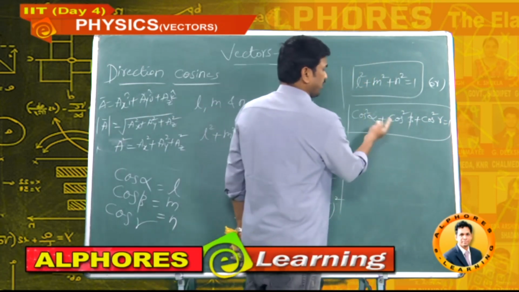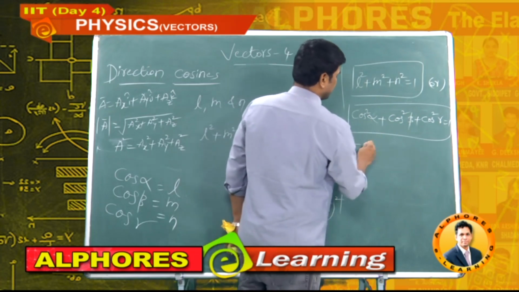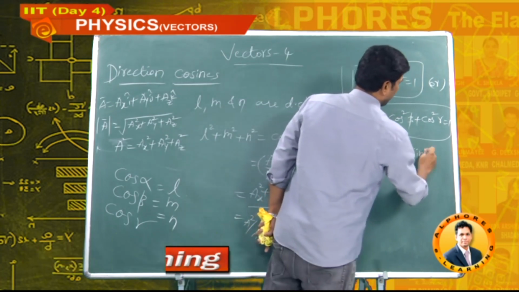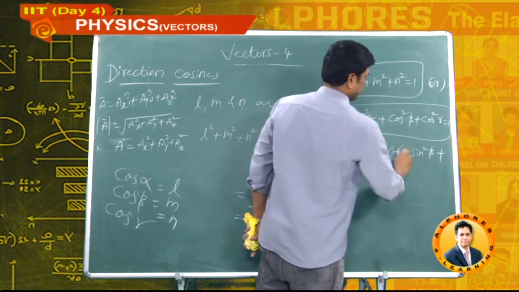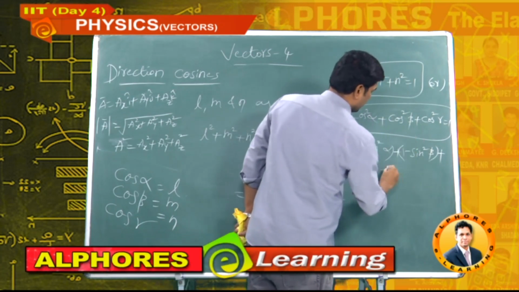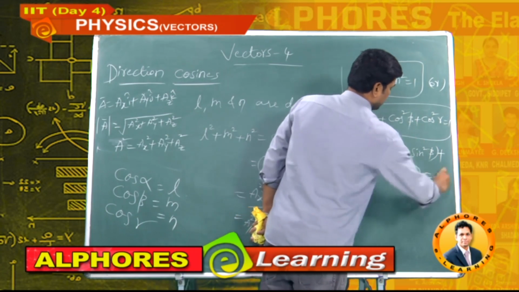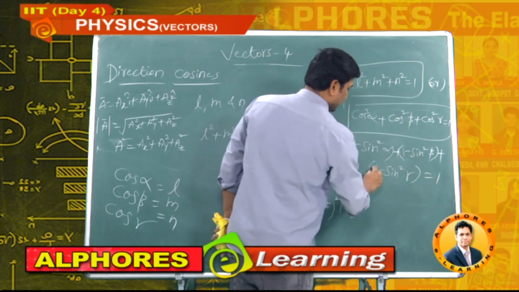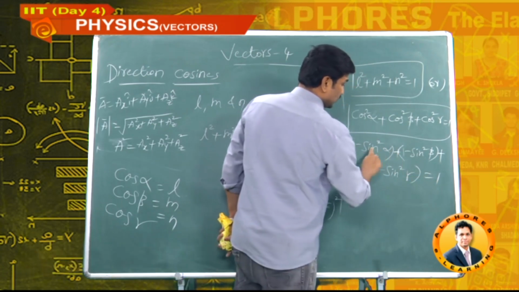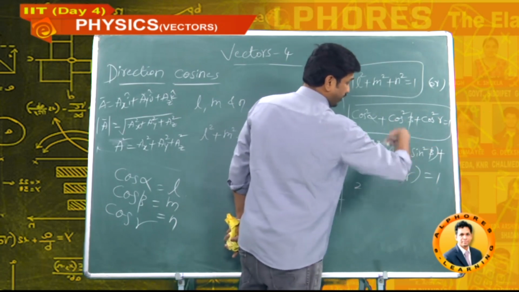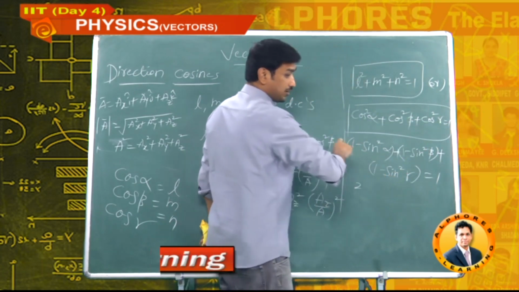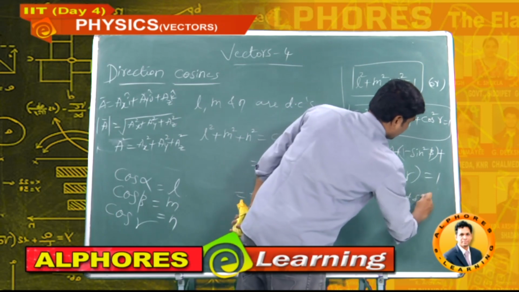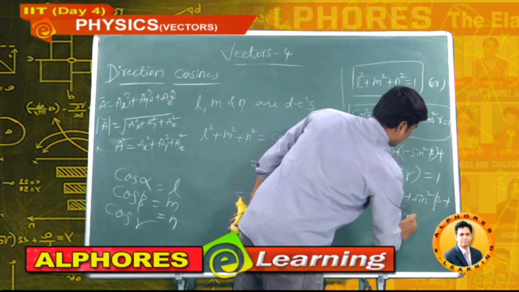Now simple, one more result I will derive from this. cos square alpha is 1 minus sin square alpha, cos square beta is 1 minus sin square beta, cos square gamma is 1 minus sin square gamma, and the sum is equal to 1. See here, 1 cancel. Now 1 plus 1 is 2. Take minus sin square alpha to the right side, minus sin square beta to the right side, minus sin square gamma also to the right side. Now 2 is equal to sin square alpha plus sin square beta plus sin square gamma.